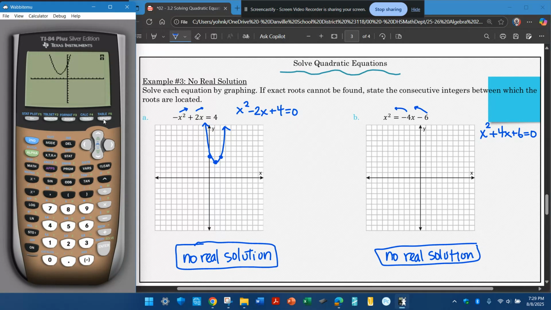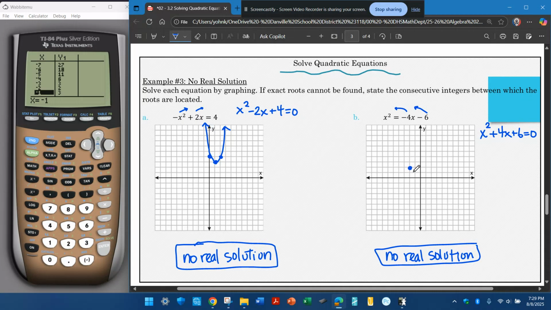So let's go to our table and try to find some ordered pairs. It was over on the left-hand side of the x-axis, or of the origin. So let's see, (-2, 2). And then it looks like (-1, 3). And (-3, 3). No real solution.